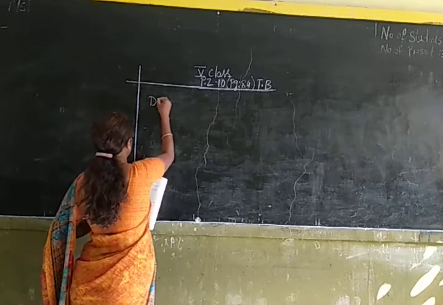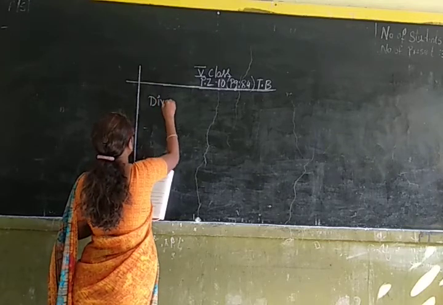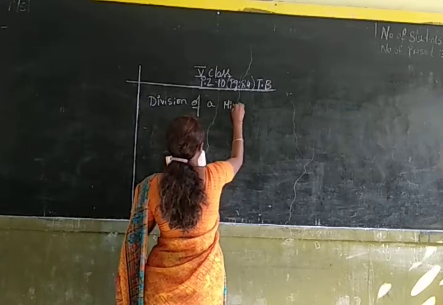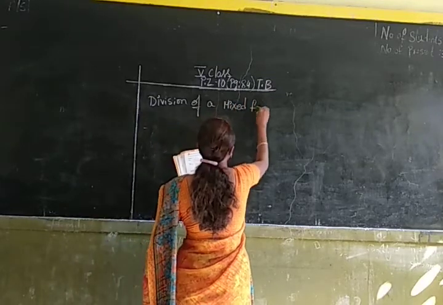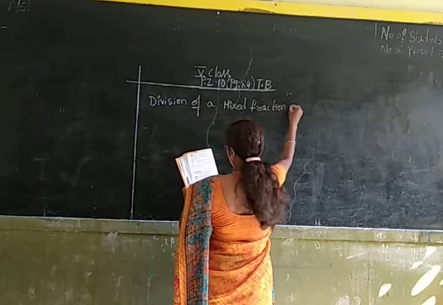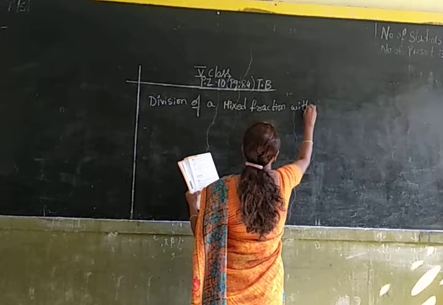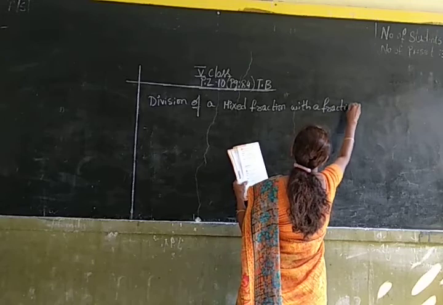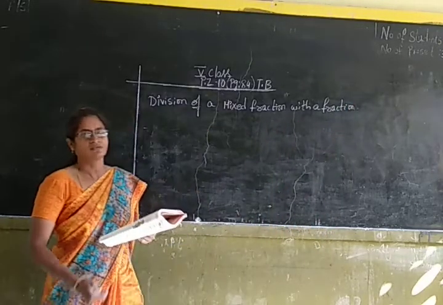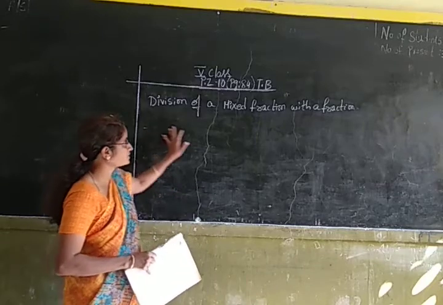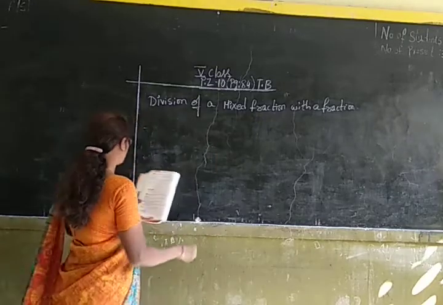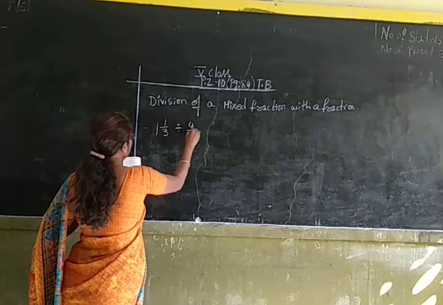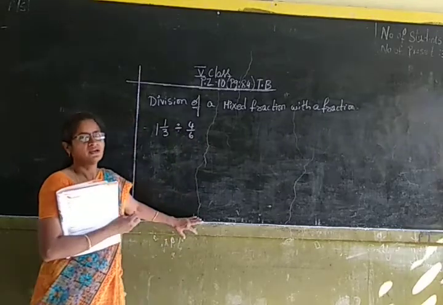Divide the following. Division of a mixed fraction with a fraction. Now let us learn how to divide a mixed fraction with a fraction. So 1 1 by 3 divided by 4 by 6.